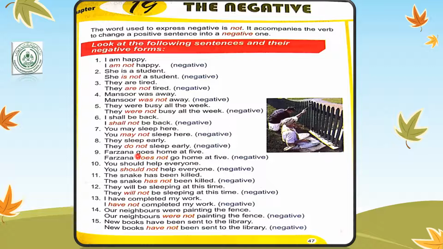So they, you. You is both second and third. You will not add does with you, only do. If you are talking about a singular person, you do not. Then, dear students, we say Farzana goes home at 5. This is also present simple tense. When we change it into the negative, we say Farzana does not go home at 5. But if we want to change the same sentence into an interrogative, we will say, does Farzana go home?